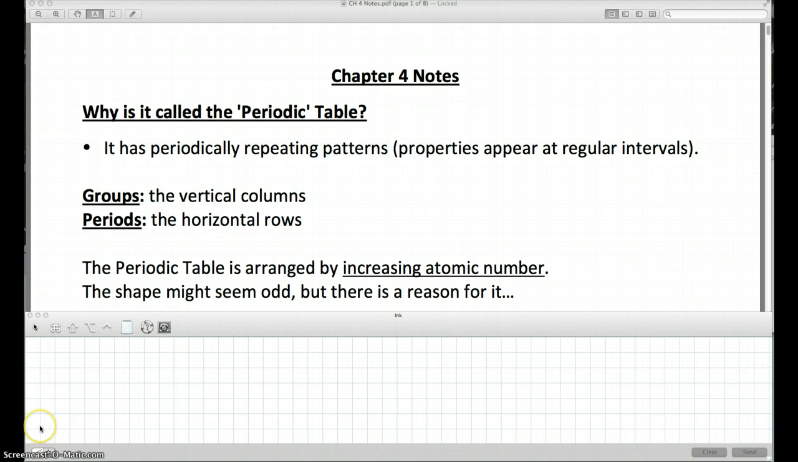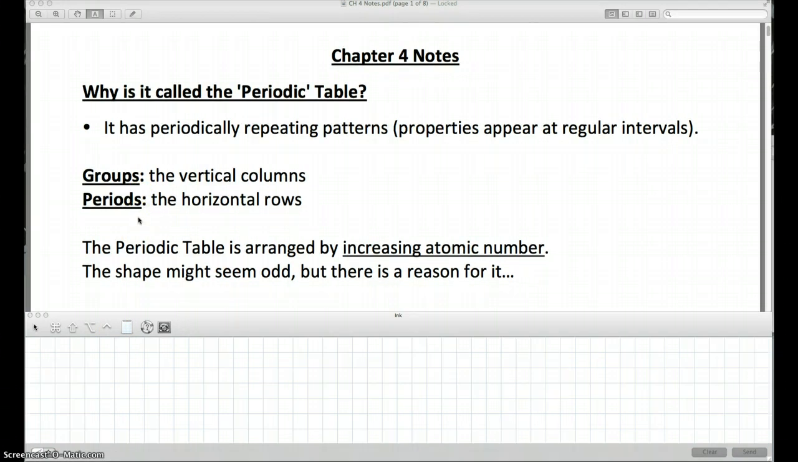A couple of terms here that I will use throughout this unit: groups and periods. Groups are vertical columns on the periodic table. Periods are horizontal rows on the periodic table. I'm going to go through the notes a little quicker than normal because I think you can read them for yourself. I don't need to read them to you.